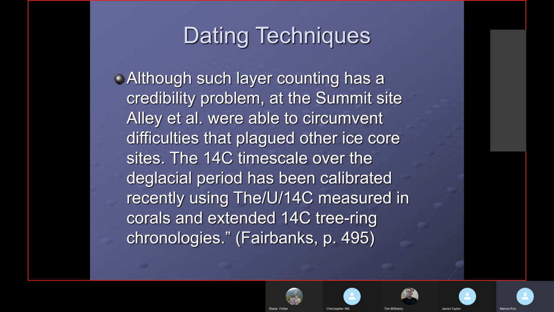How do we do it? With 14C, that's carbon-14, that's radiocarbon timescale. Over the glacial period it has been calibrated recently using uranium and 14C. That's uranium and carbon-14, radiocarbon, measured in corals and extended by 14C tree ring chronologies. So we've gone back and measured it and looked at tree ring chronology. So now what they're doing, they're using tree rings to date the carbon-14 and using carbon-14 to date the tree rings.